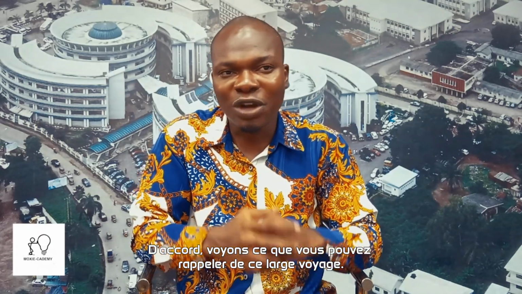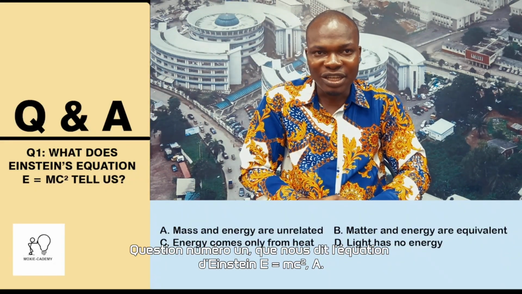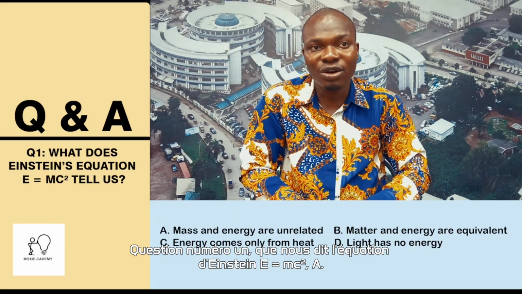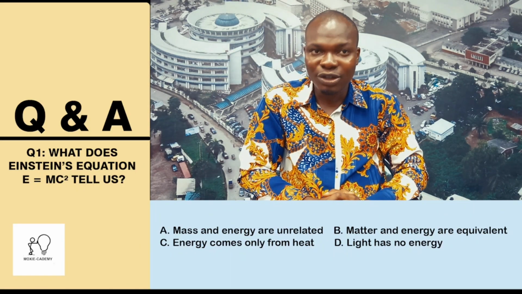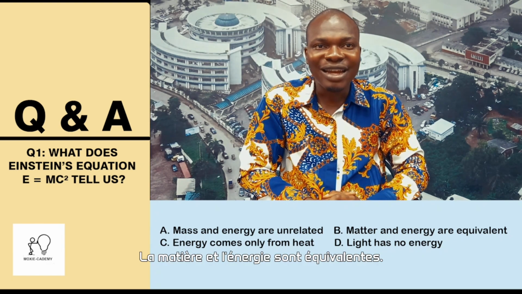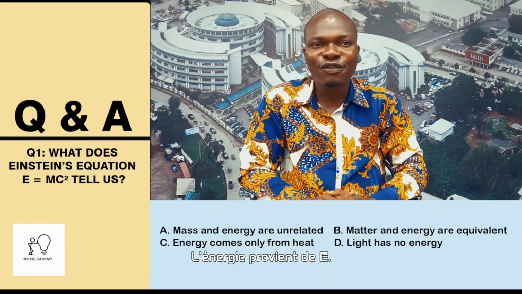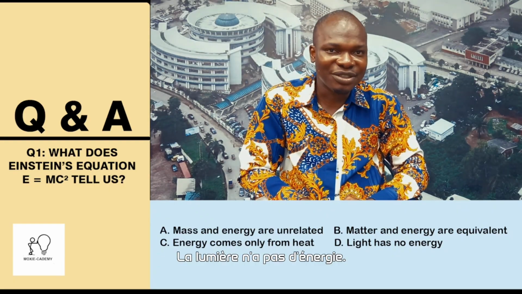All right, let's see what you can recall from this wide ride. Question number 1. What does Einstein's equation E = mc² tell us? A, mass and energy are unrelated. B, matter and energy are equivalent. C, energy comes from heat. D, light has no energy.